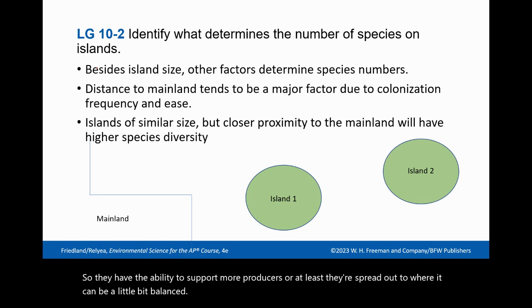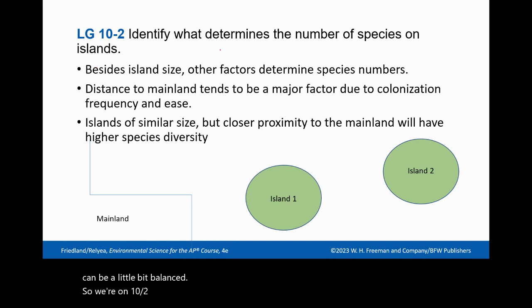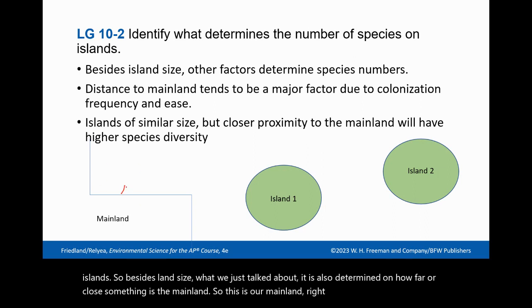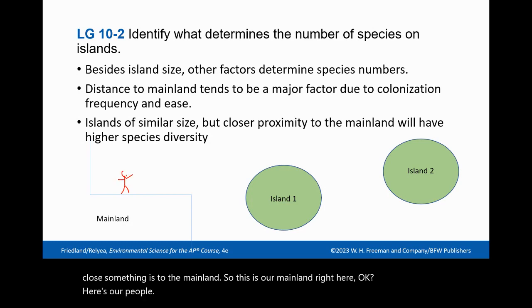So we're on 10.2, and it says identify what determines the number of species that live on islands. So besides land size, what we just talked about, it is also determined on how far or close something is to the mainland. So this is our mainland right here. Okay. Here's our people. Okay, and this is our bird.